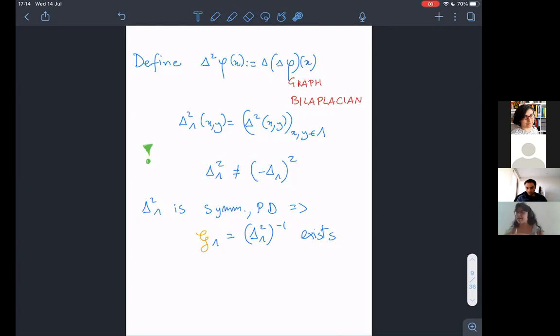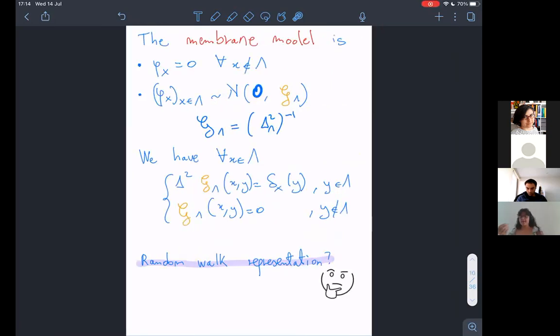I can define the membrane model on a finite box. And again, the situation is very similar to that of the DGFF because you have, again, a multivariate Gaussian with this covariance matrix, which again solves a discrete boundary value problem. Essentially, what you're doing here is you're inverting the bi-Laplacian operator rather than the Laplacian.